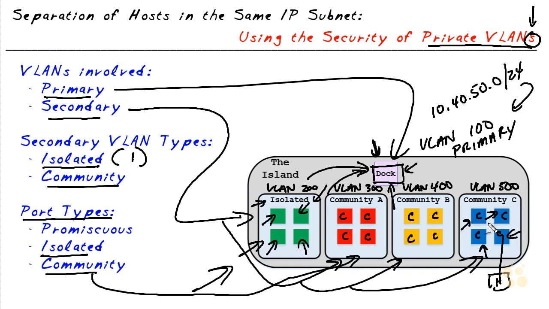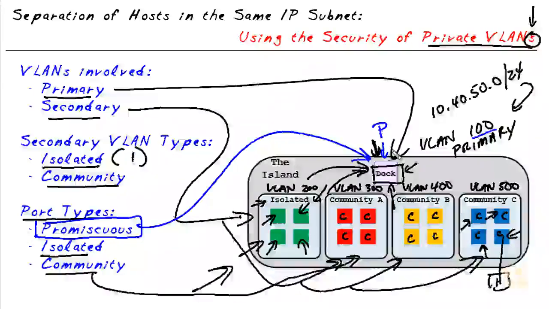Now, what in the world is this promiscuous port? The promiscuous port is the dock. That's the port or ports on the switch that are associated with the primary VLAN, in this case VLAN 100, and they call it the promiscuous port. I'll put a big P here because it's willing to talk with anybody. It'll be willing to talk to devices in the isolated VLAN, in Community A, Community B, Community C, whatever communities you have in that private VLAN setup. The promiscuous port says, hey, I'll talk to anybody.